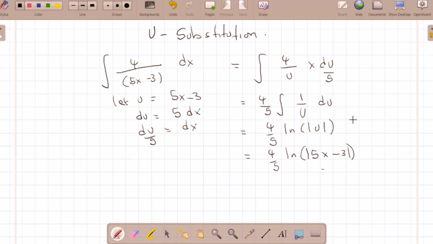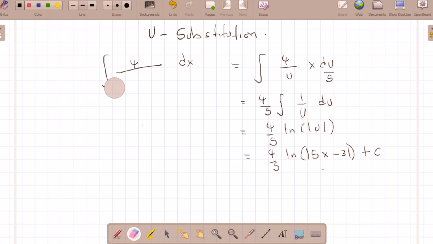Oh, and of course, we need to add the constant of integration. Even for the previous problems, if I didn't add it, you have to put that plus c, because this is not a definite integral with bounds with which you can replace the value of x here. So you can add that plus c, the constant of integration.